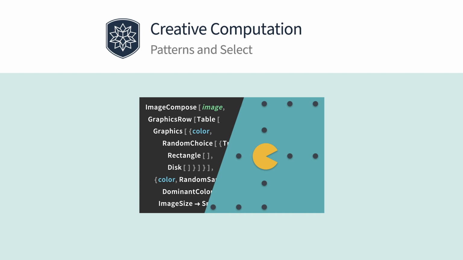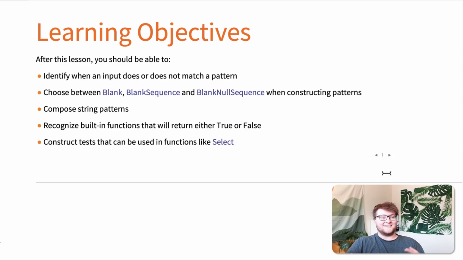Hello! So in this lesson we're going to be talking through patterns and select. The learning objectives are to identify when an input does or doesn't match a pattern, choose between BlankSequence and BlankNullSequence, which are functions we're going to cover when constructing a pattern, composing string patterns, so building patterns for strings, recognizing built-in functions that are going to return true or false, and constructing tests that can be used in functions like Select.